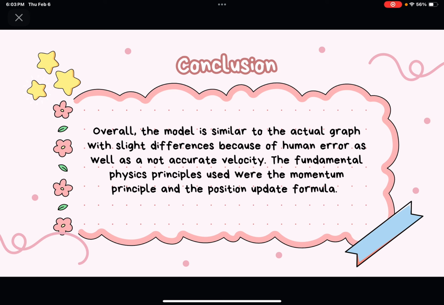Conclusion. Overall, the model is similar to the actual graph with slight differences because of human error as well as not an accurate velocity, and the fundamental physics principles that were used were the momentum principle and the position update formula.